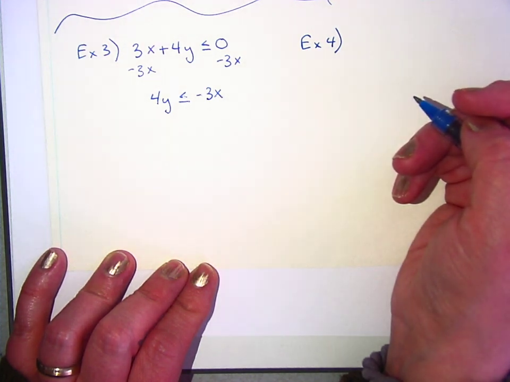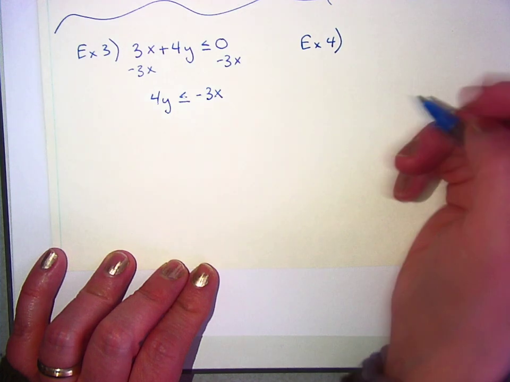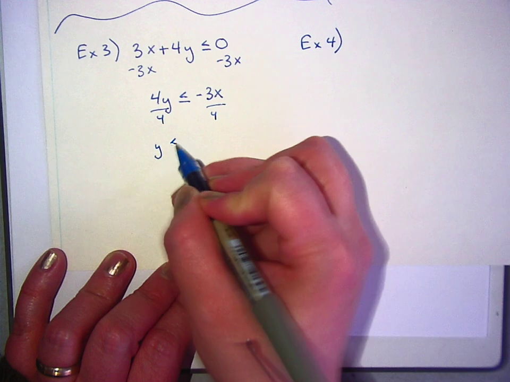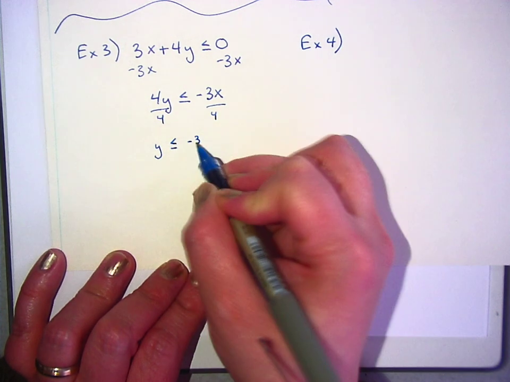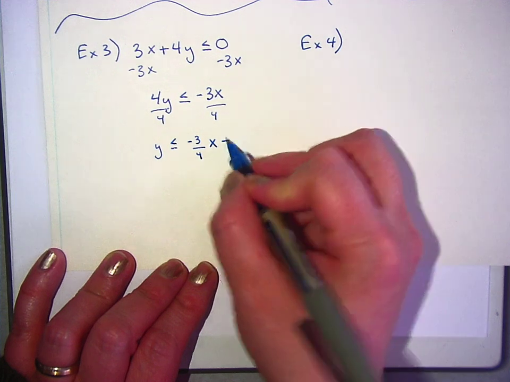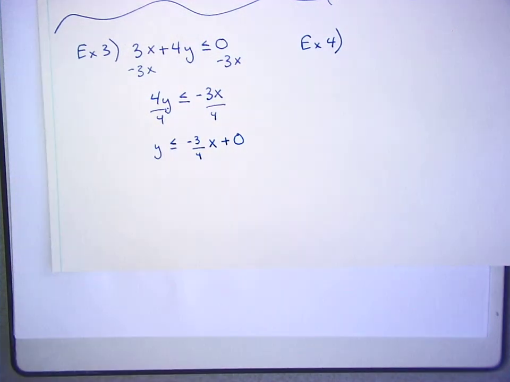All right, now how do we get y by itself? Divide by 4. So now I've got y is less than or equal to negative 3/4 x, and then I'm going to write plus 0. Why do you think I'm writing plus 0? So you know where your y-intercept is.